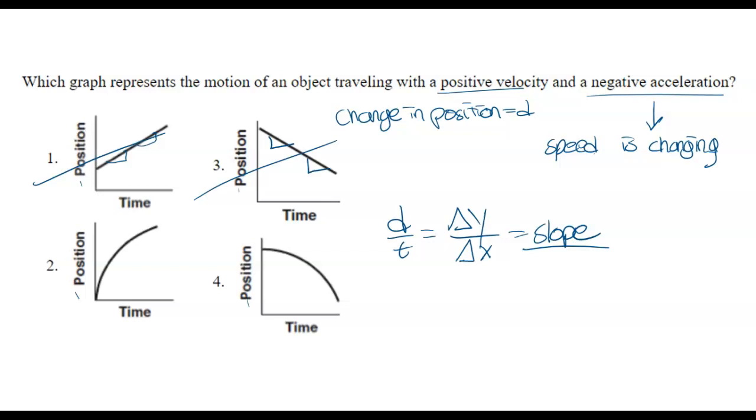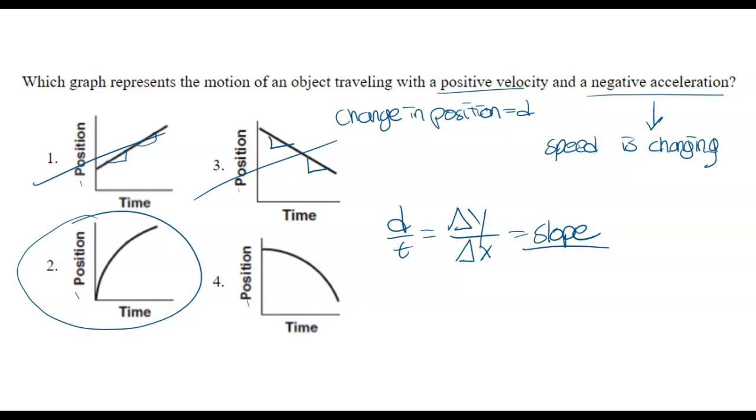And then I can go into, well, if I have a positive velocity, that must mean I'm getting further and further away, right? I'm getting farther from where I started. Whereas in this one, the position is getting closer to zero. That's not a positive velocity, right? I have to go here where I'm getting farther away from zero. And that's when I see my positive velocity and negative acceleration.